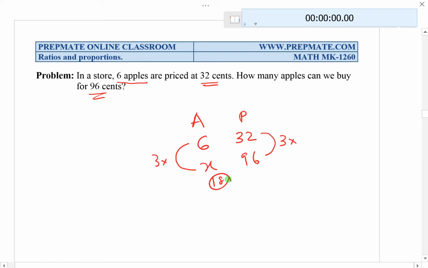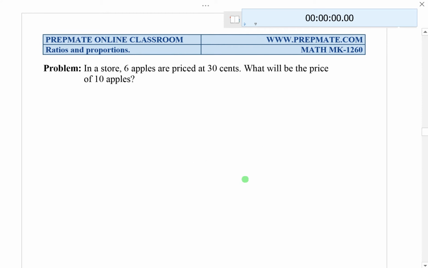Very simple methods. And these methods will save a lot of your time. And you will also be surprised to see that more often than otherwise, your answers are more and more accurate. Okay, let's do one more problem. So in this problem again, let me read the problem. 6 apples are priced at 30 cents. What will be the price of 10 apples?